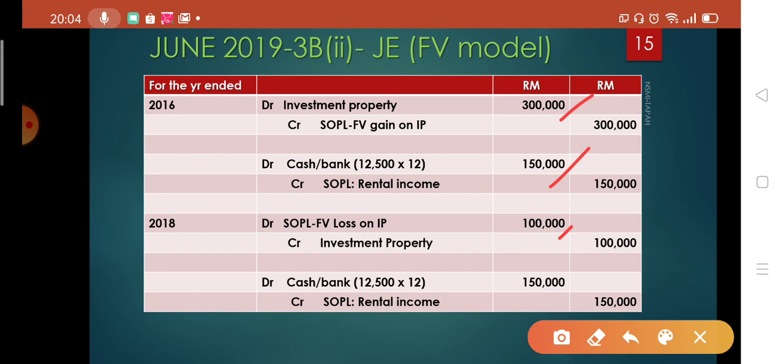So as you can see, note the difference between the fair value model and the cost model. For the fair value model, you have to take into consideration the fair value changes, right? As for the cost model, you have to do the depreciation journal entries, the journal entries on depreciation expense. Right.